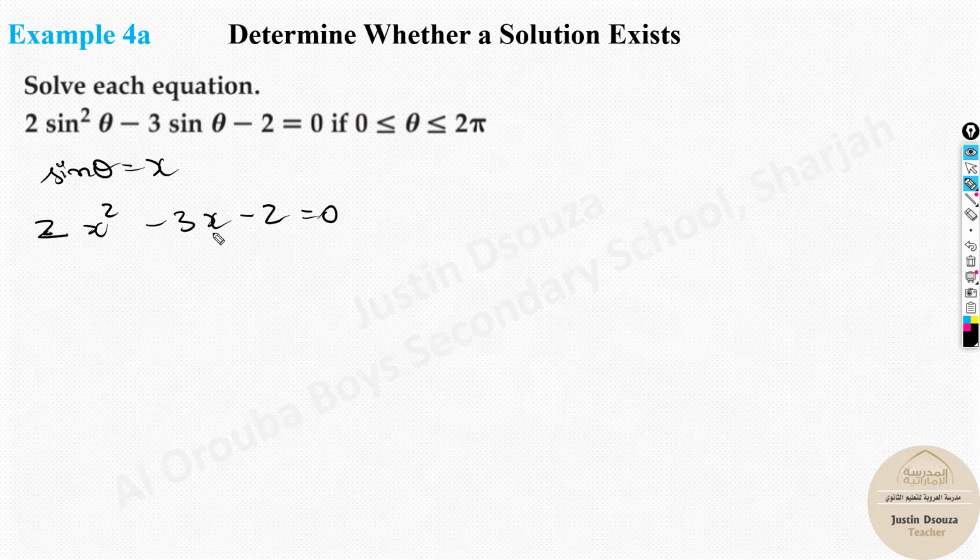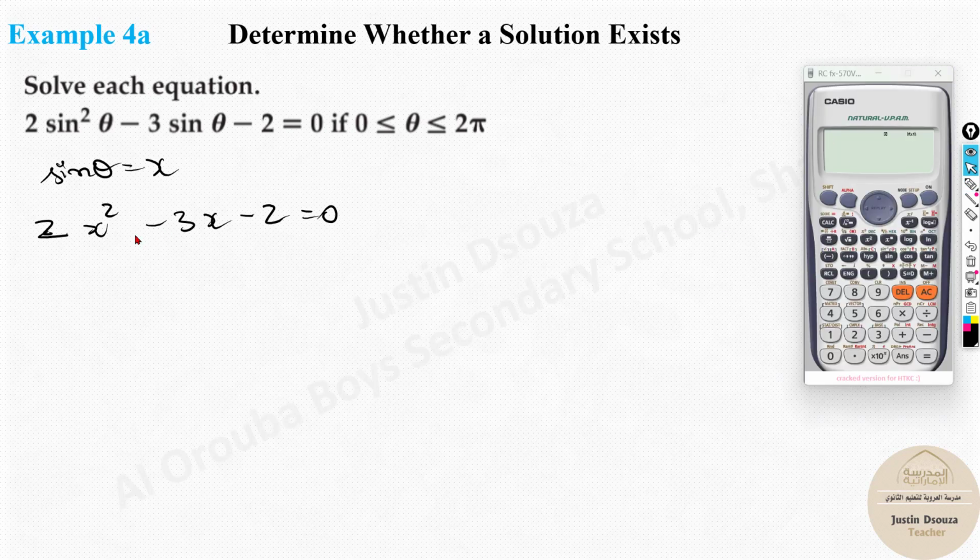Now you know this is a quadratic equation and you can solve it. Let's take out our calculators and solve it. Now here let us substitute in mode 5 and 3, that is for quadratics. The first value is 2, minus 3, minus 2. The answers are x is equal to 2, and what is the other answer? It will be x is equal to negative half.